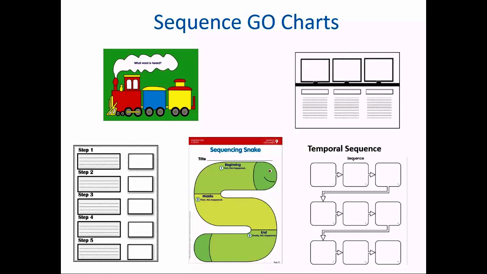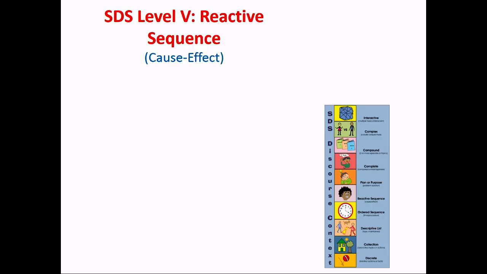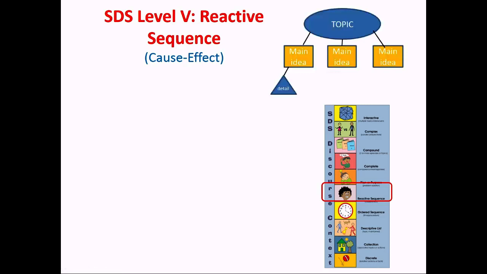All right, the next level is cause-effect. This one has causality, or a reactive sequence. So the reaction means that the effect is just a reaction to the cause, that nobody planned it. So we've got our topic, we've got our main idea, second main idea, third main idea, and now something in the detail caused the next thing to happen. Something in the detail of the second idea caused the third thing to happen. So now you've got the causality between the ideas and not just the temporal sequence.